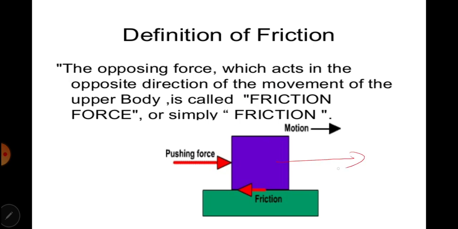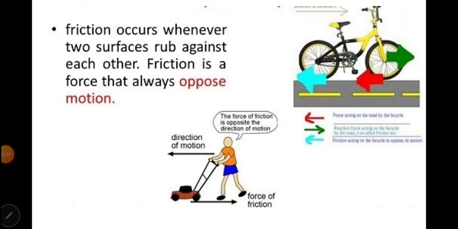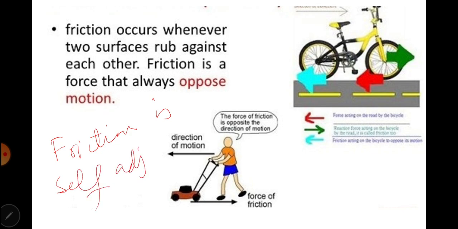For example, this body is moving in this direction. The force which acts in the opposite direction, which resists the motion of this body, is called friction. Friction is represented by small f, and it is the opposing force to the motion of the body. Friction occurs whenever two surfaces rub against each other. Friction is a force that always opposes. Friction is a self-adjusting force.